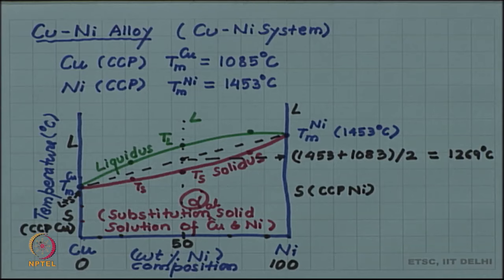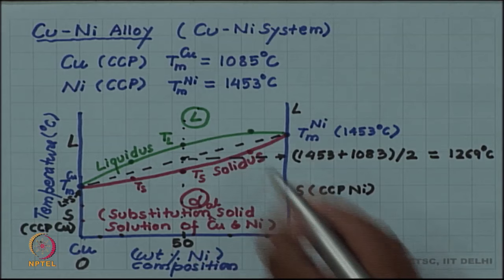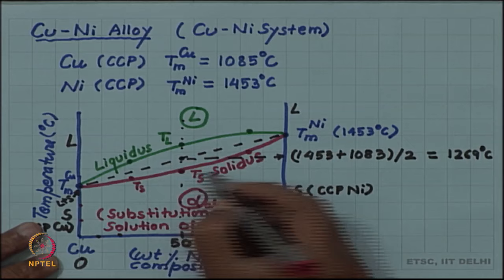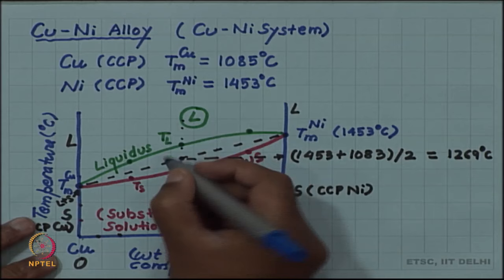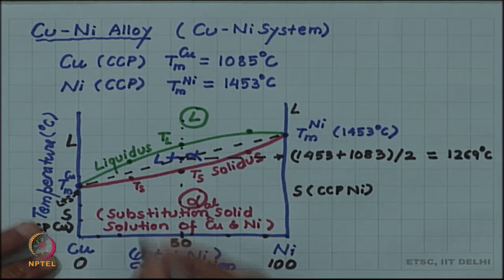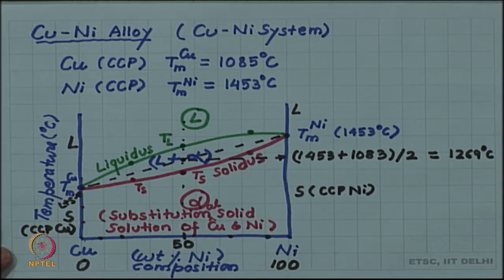Above liquidus, you have a single phase liquid. In between these two regions, in this lens shaped region, you will have both solid and liquid phases. So, you will have liquid plus alpha. So, this completes our phase diagram of the copper nickel system.